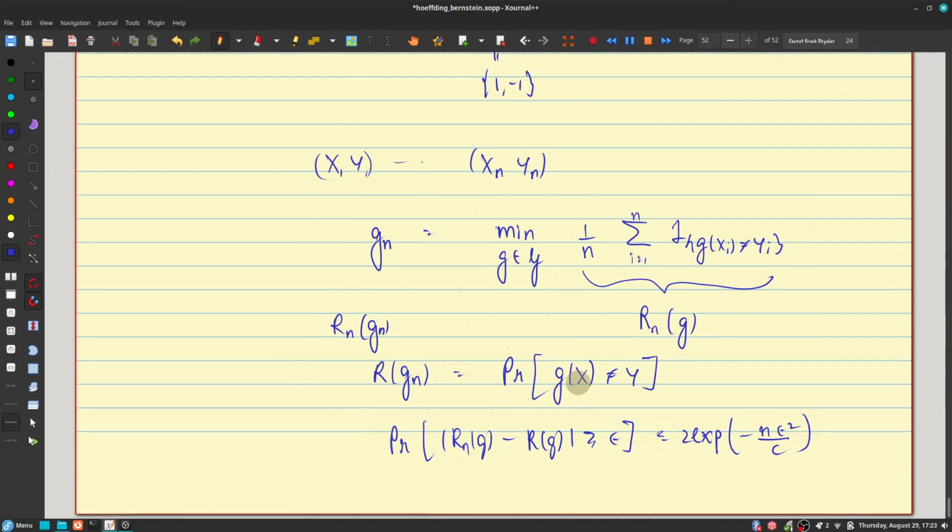Okay? But this Gn is not a fixed G. It depends on what samples you have seen, because it was obtained by... I'm sorry? For a fixed data set. For a fixed data set, it is fixed, but then that's what we want to know, right? It's over this random data set that we want to know whether it approximates R of G or not. So life is complicated because of this particular minimization.